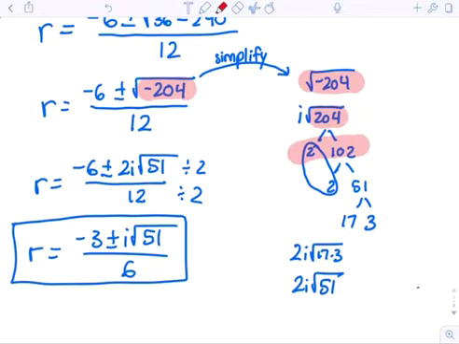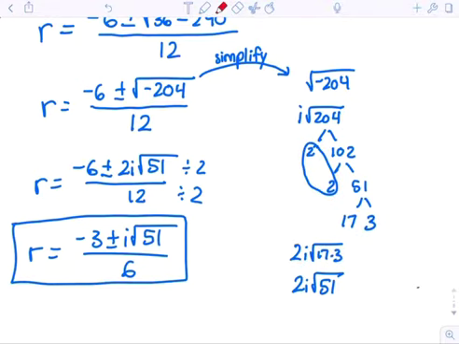102 factors into 2 times 51, and then 51 factors into 17 times 3. So that's the factor tree. Now, I noticed that I could find a pair there. And the pairs, you guys, come out on the outside. So that pair of 2 comes on the outside, and unfortunately the leftovers still stay on the inside. So 17 times 3 was radical 51. So that's how I simplified it to 2i radical 51.